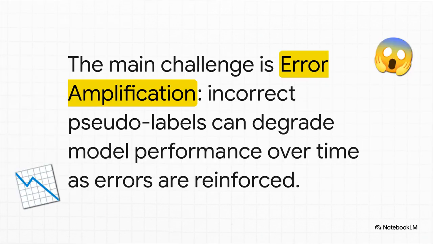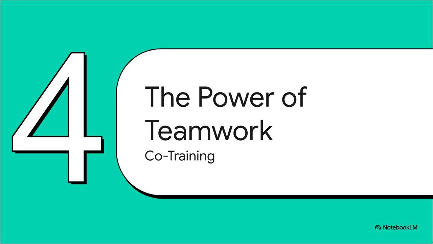But you knew there had to be a catch, right? The big risk here is something called error amplification. If the model makes a confident mistake early on, it then teaches itself that mistake. It bakes the error right into its own study material, reinforcing it over and over again. The student literally teaches themselves the wrong lesson and gets more confident about it each time. Not good.